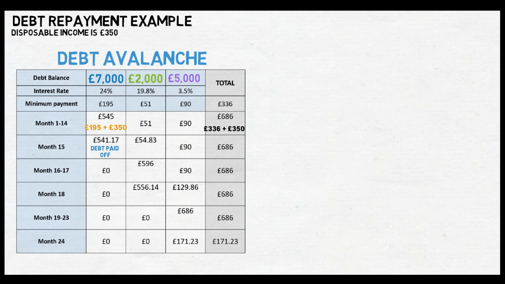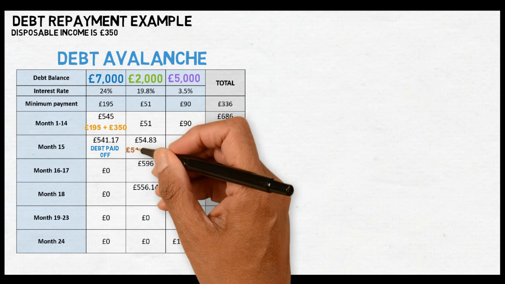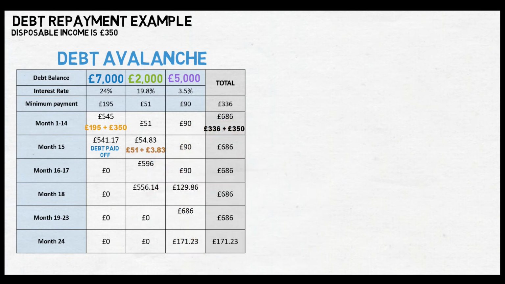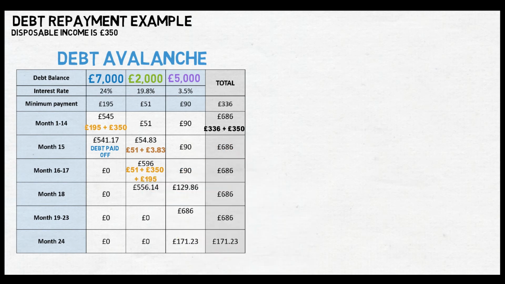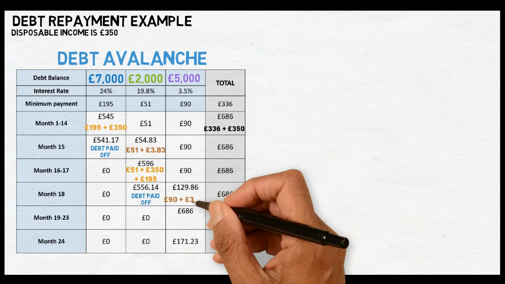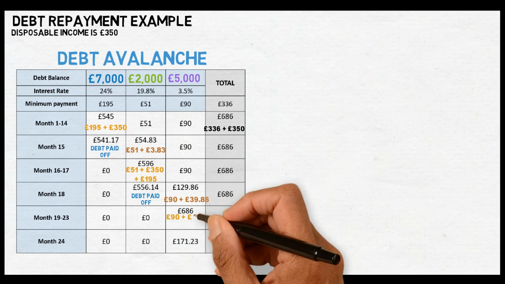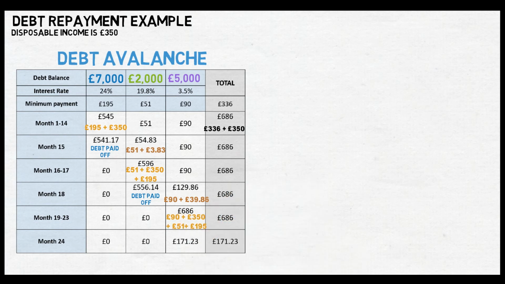As the credit card's outstanding balance is £541.17, there is £3.83 of disposable income, which is added to the car loan's monthly payment to total £54.83. In month 16, you can see the car loan minimum repayment is paid, plus the disposable income of £350 and the minimum repayment of £195 that was previously used to pay off the credit card. So the funds are rolled over and your total spend of £686 remains the same.